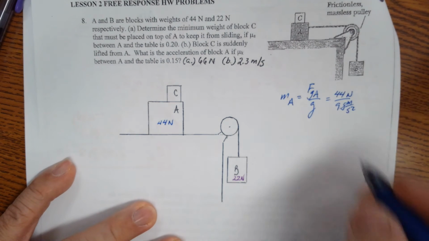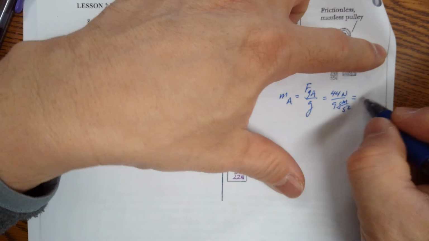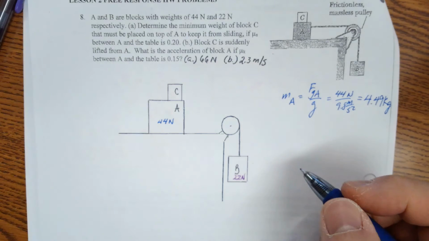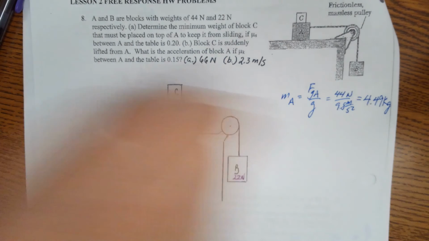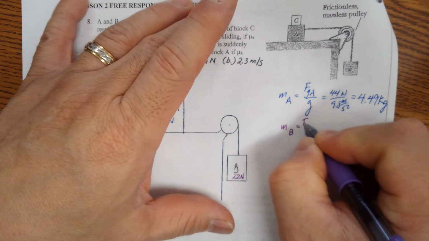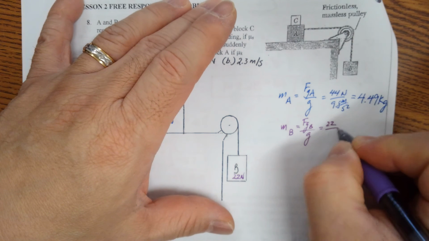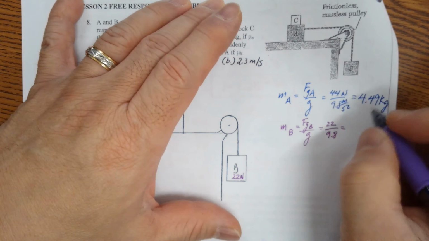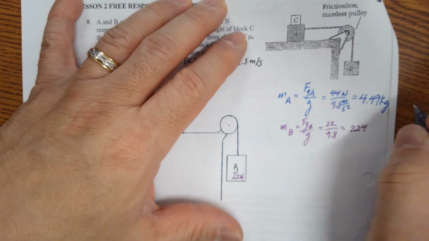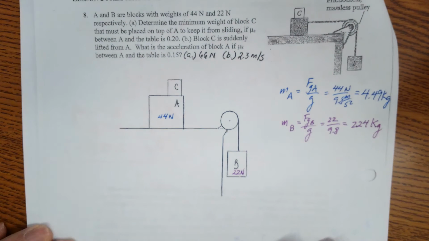It's good to find the mass, I think. And if you do that correctly, you get something like 4.49 kilograms for mass A. And then for mass B, similarly, FGB over g, you get 22 over 9.8, and I think you got 2.24 kilograms. Okay.